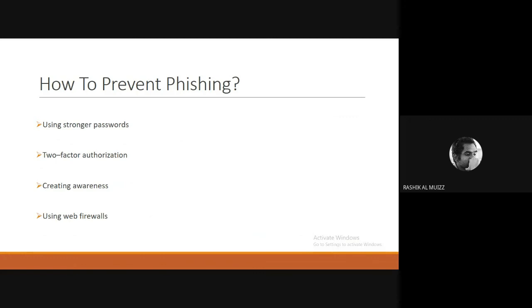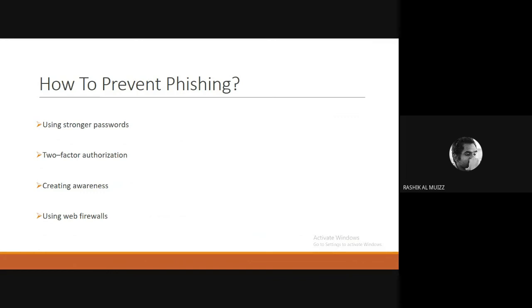To prevent phishing, one can use stronger passwords. Stronger passwords means they can use a hashtag, numbers, capital letters, and small letters in the passwords. Moreover, they can use two-factor authentication. Two-factor authentication is an authentic method to prevent phishing, and it also adds an extra verification layer when logging into sensitive applications.